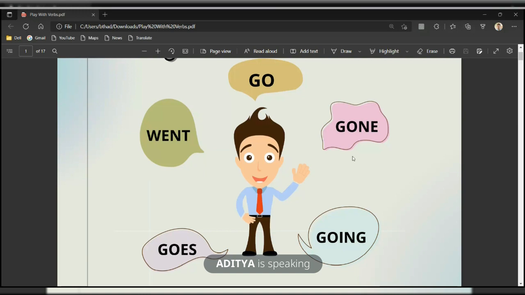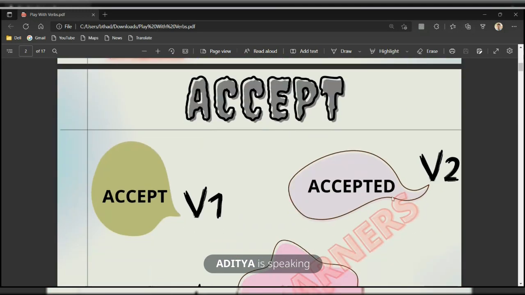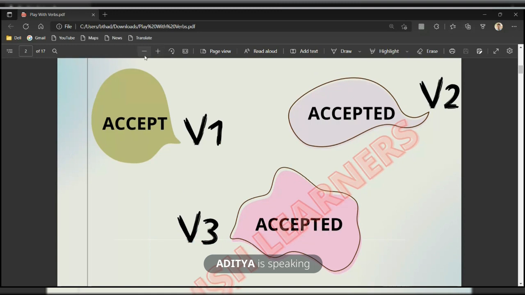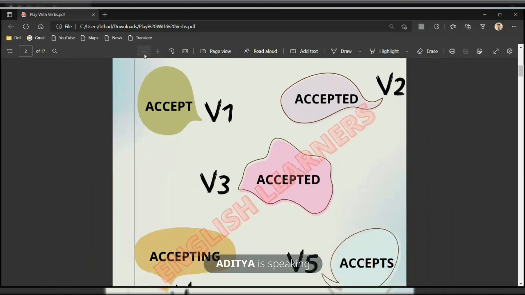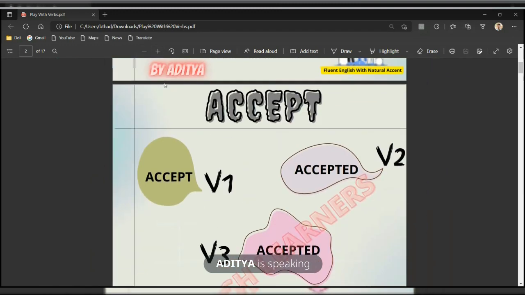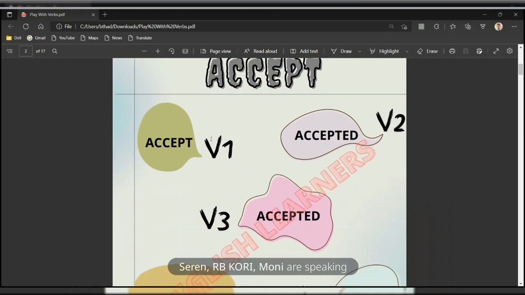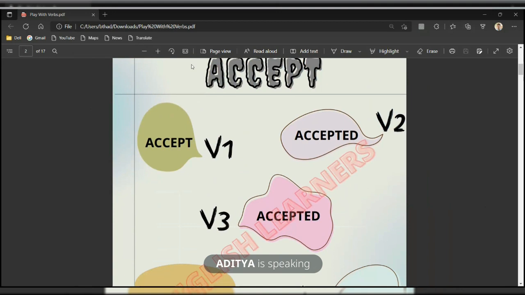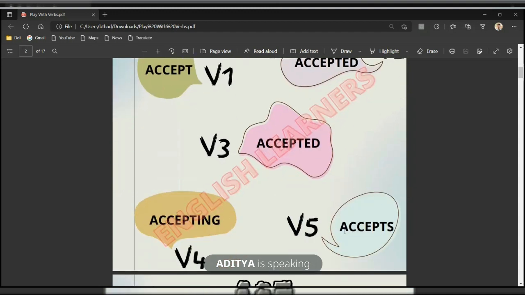Now in the same way, we will make sentences. The word that came first on our screen is accept. Accept means swikar karna. So we have verb first form. Let me zoom out. Is it visible, guys? The first one is accept. My pronunciation is not good, so anyone can pronounce it. Accept, then accepted. The third is accepted, the fourth is accepting, and the fifth is accepts.